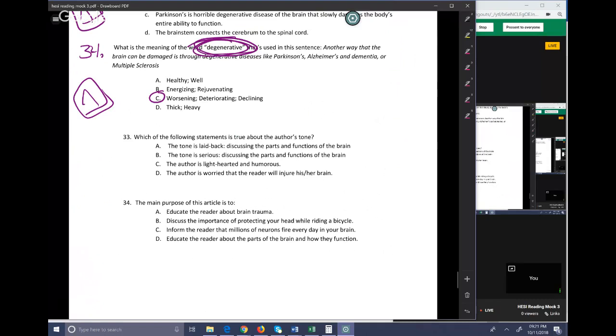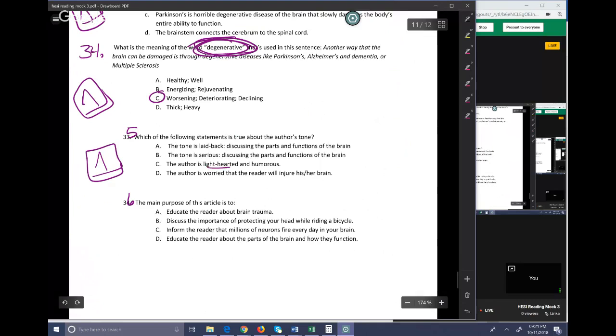The next question, which might be labeled on yours by the time you see this as 35, and that would be 36. Which of the following statements is true about the author's tone? We don't talk about tone a lot, but we did talk about it in reading 1. A and B are the two that you should have been thinking were possible because they both say, oh, discussing the parts and functions of the brain. That's most definitely what the author was doing.